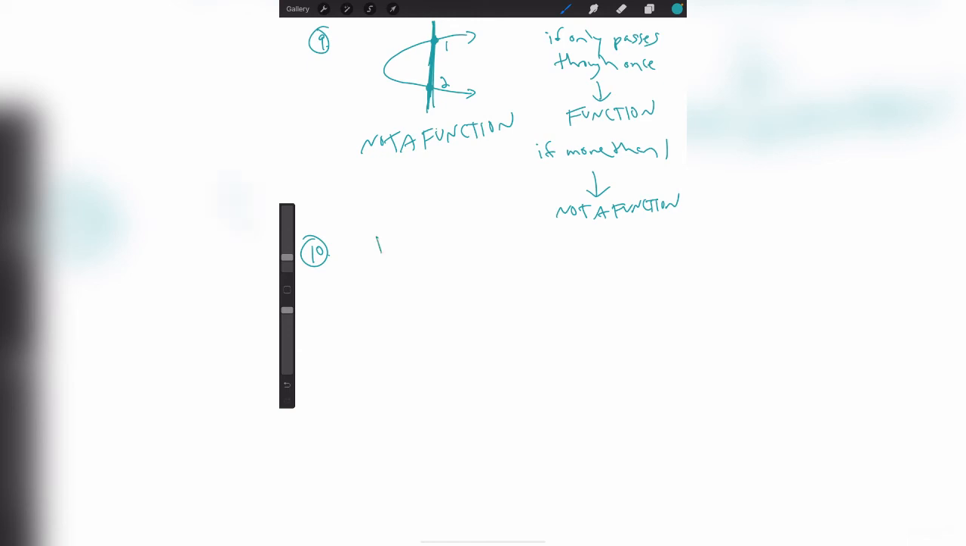Number 10, you've kind of got a graph that looks like this. If I just draw a line anywhere, it has to be a straight line. That's not very straight. Let's say this is a straight line. If I draw this line, how many times does it pass through this function? Well, it only passes through one time. So it's a function.